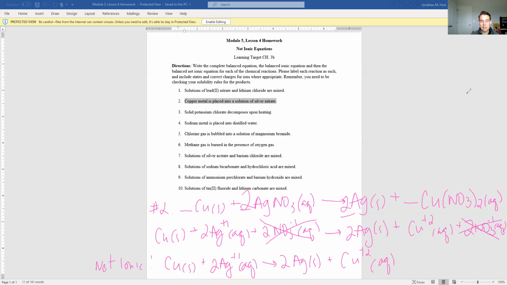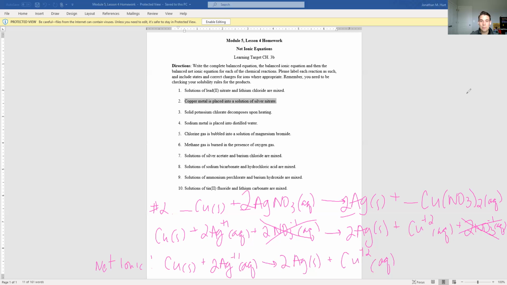Remember, pure solids, liquids, and gases are untouched. You leave them alone, you just write them over. It's super important that you start with a balanced equation and you keep that throughout. And it's also important that you understand how those solubility rules work. Okay, if you get the solubility incorrect, then your net ionic equation is going to be incorrect at the end.